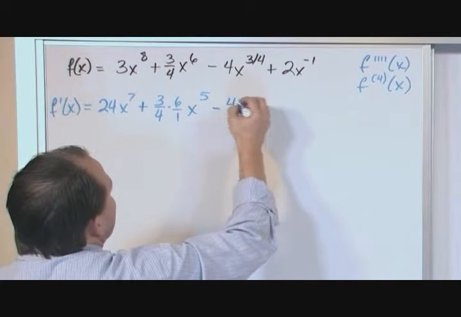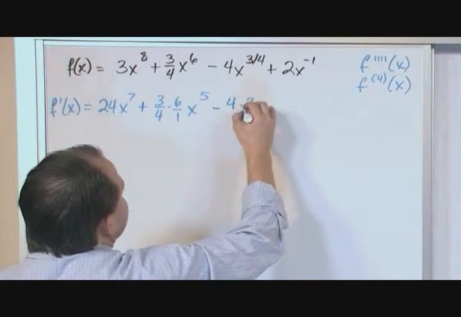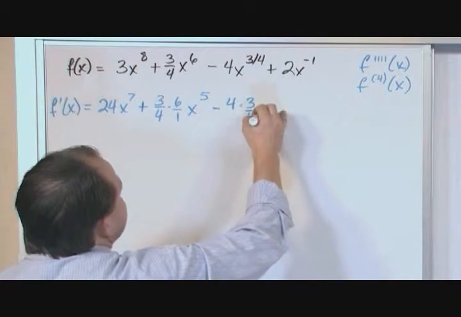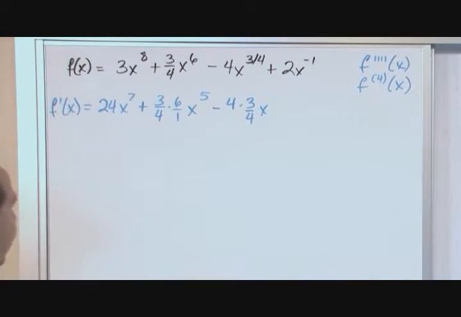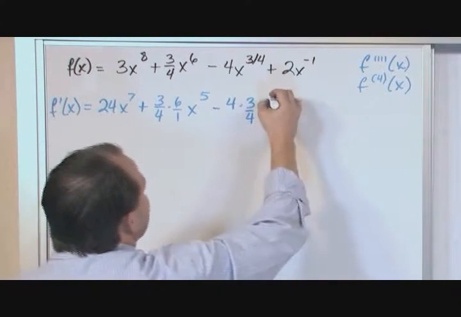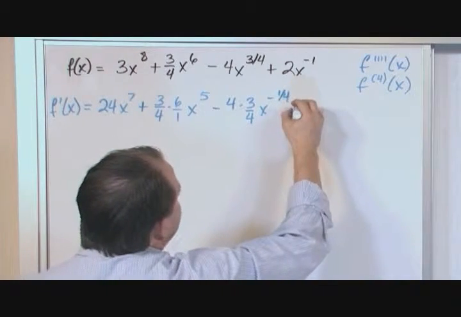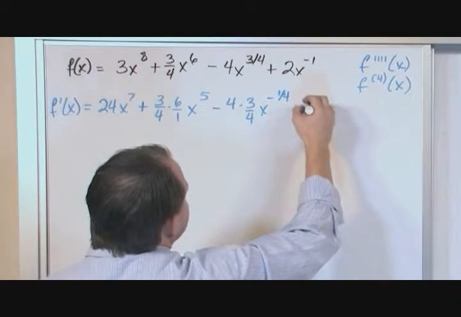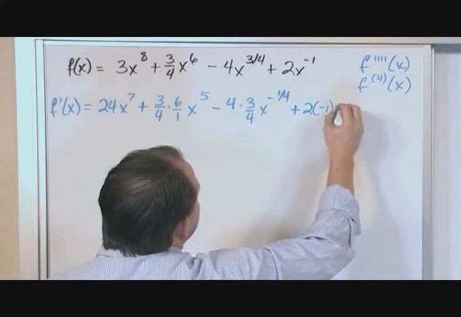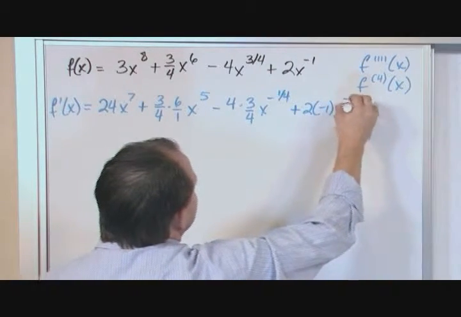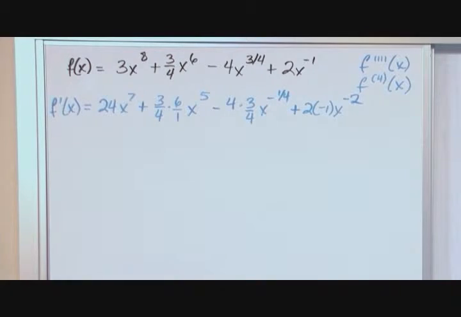Minus 4, but then we're going to multiply by 3/4 x. And what is 3/4 minus 1? If you think about it for a second, 3/4 minus 1 is negative 1/4. All right? And then what we have over here is 2 times negative 1, x. Subtract 1 off the exponent, we'll get a negative 2. So let's go ahead and simplify our math here.